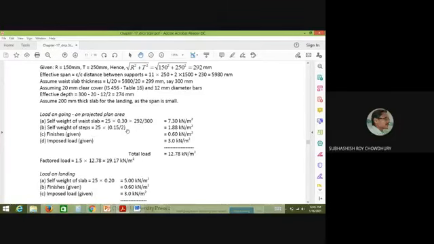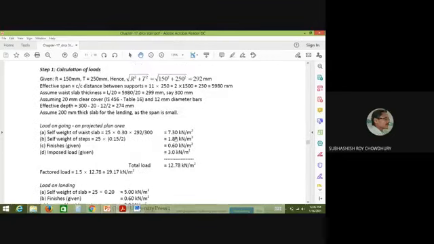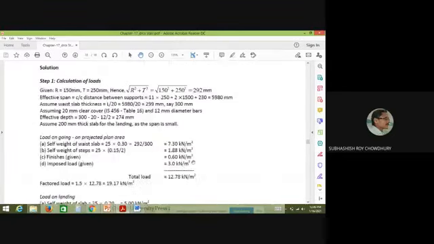So ultimately we will get half into 0.15 into 25. Sorry, that is correct. So you will get 1.88, whatever it has calculated. Okay, so finish weight should be there. It has been given in the problem: 0.6 kilonewton per meter square. The unit, please try to understand, kilonewton per meter square.